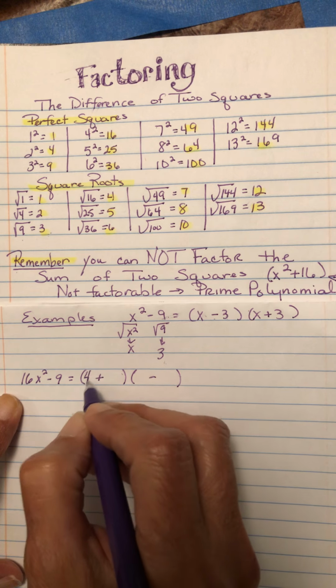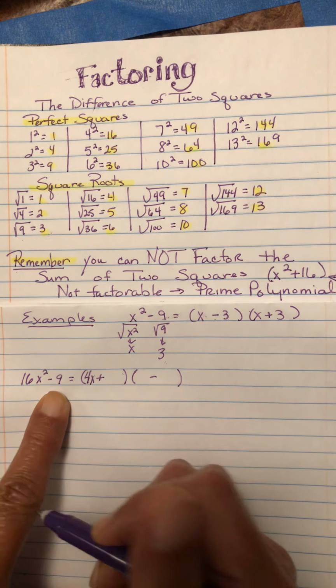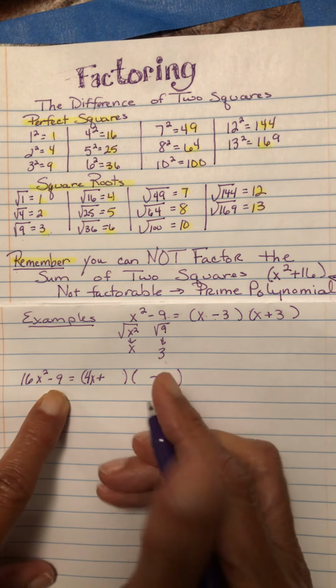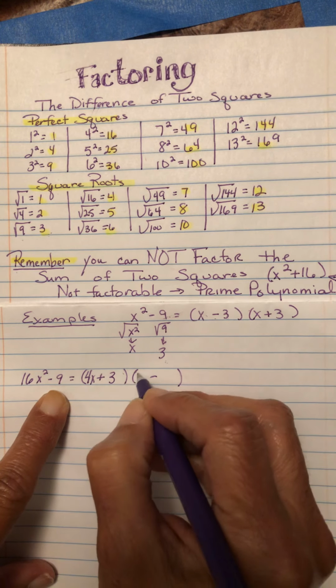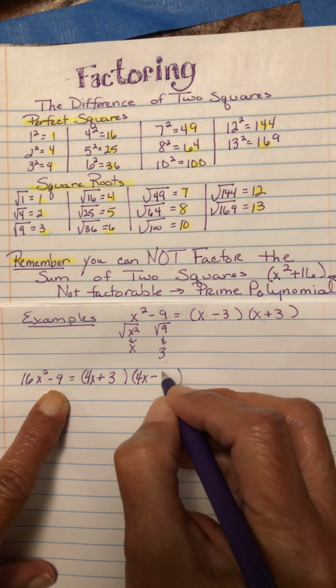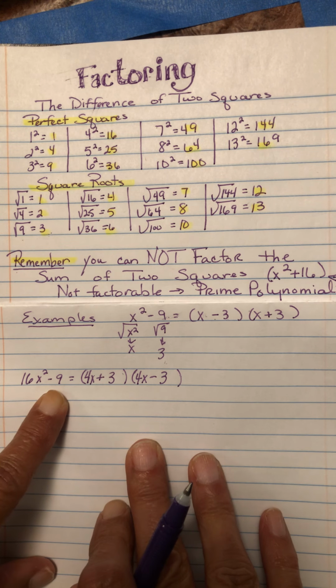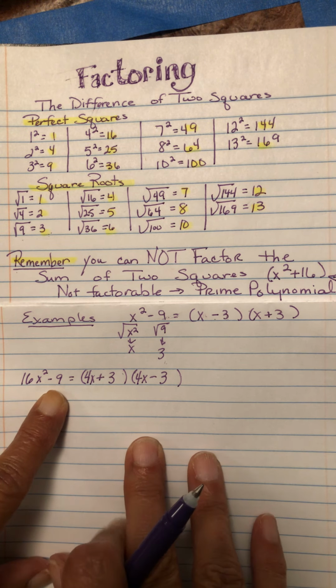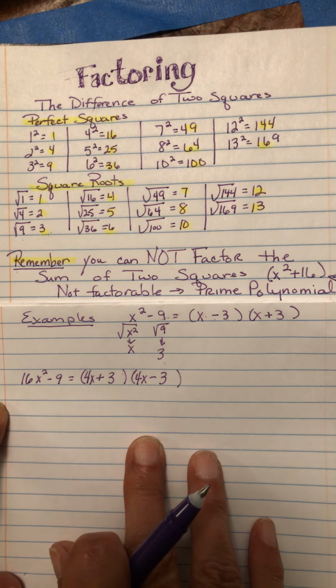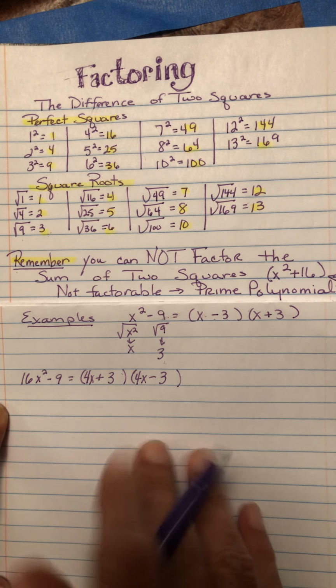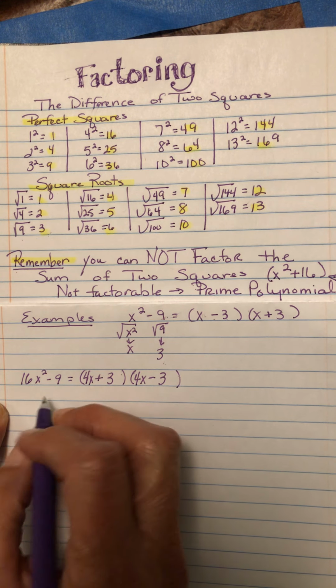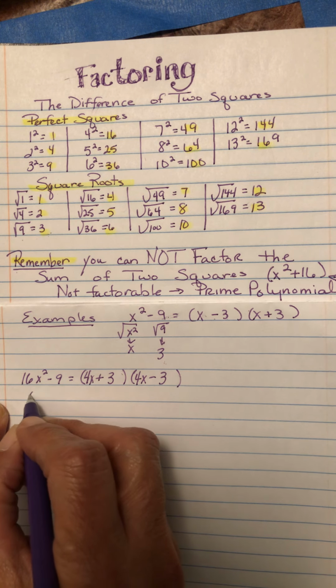So that would be 4x. And the square root of 9 is 3. Place both of those twice, and you have factored the difference between two squares. All right, what's another problem? Let's see. Let's try this one.